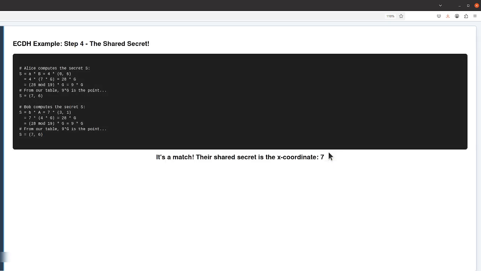ECDH example. Step 4. The shared secret. This is the final, magical step. Alice takes the public key she received from Bob, B, and multiplies it by her own private key, a equals 4. Her calculation is 4 times B, which is 4 times (7 times G). This results in 28 times G.